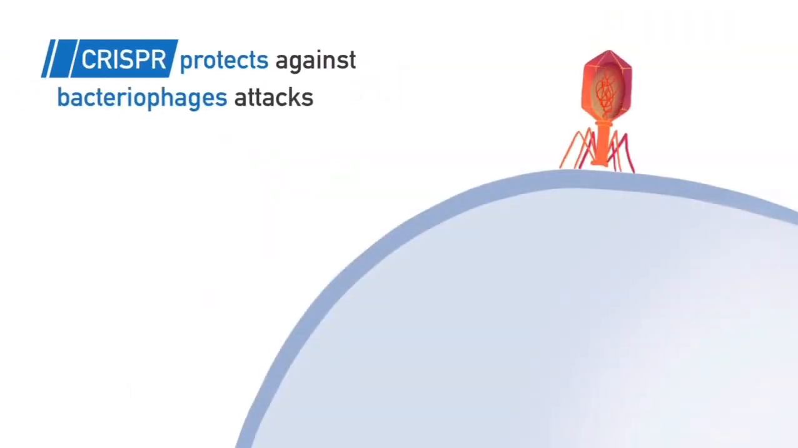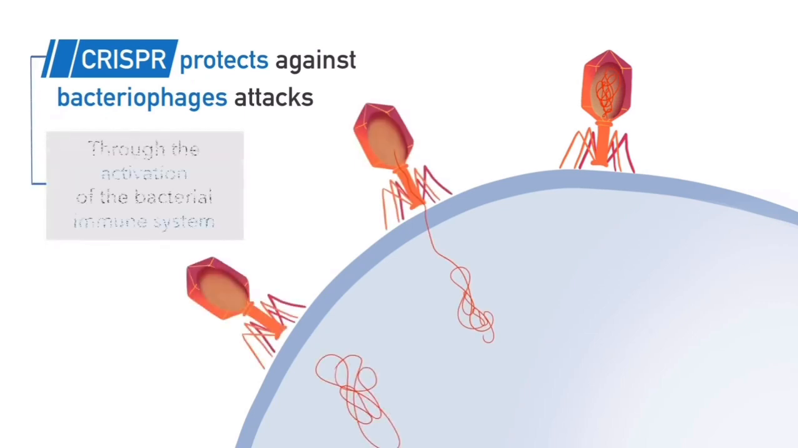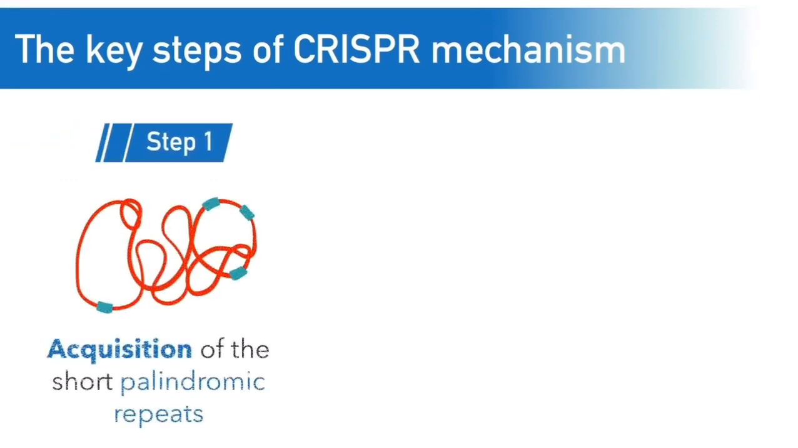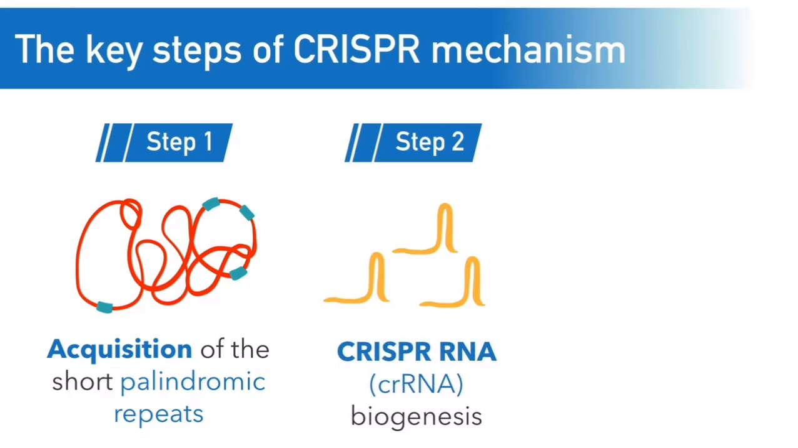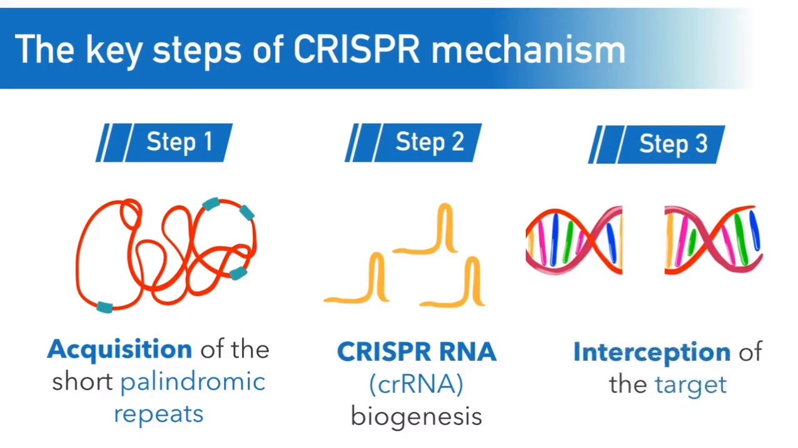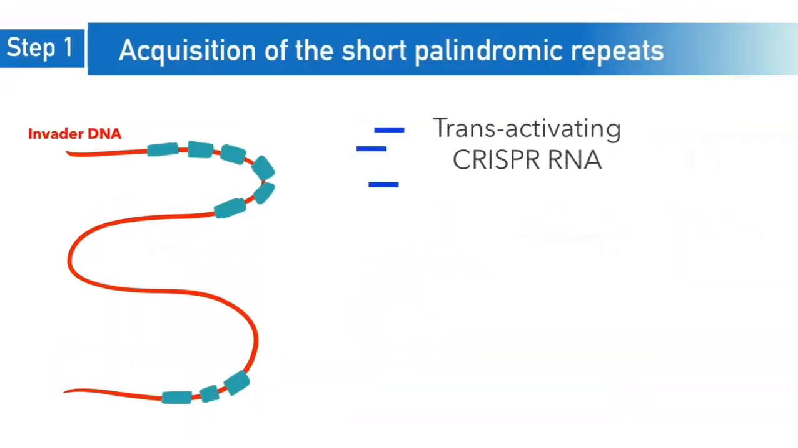When under attack by a virus or phage, the bacteria signals its immune system to get activated to defend itself from the invaders. The entire process of acquiring immunity can be categorized into 3 key steps: acquiring repeating nucleotide sequences, also known as short palindromic repeats, CRISPR RNA, abbreviated as crRNA, biogenesis, and the interception of the target. All these steps will now be explained in detail. The first step involves acquiring the repeated nucleotide sequences by the host from the invader. For this, a trans-activating CRISPR RNA, abbreviated as tracrRNA, is needed.